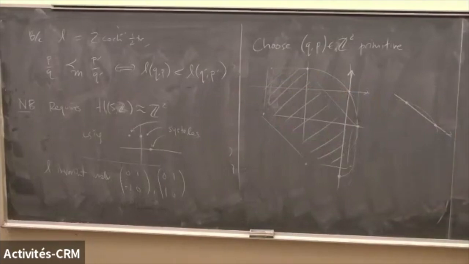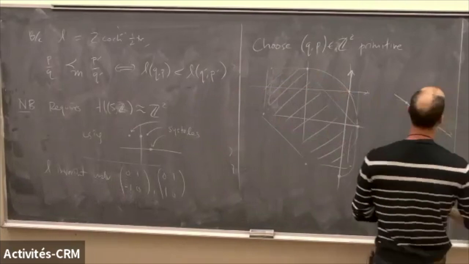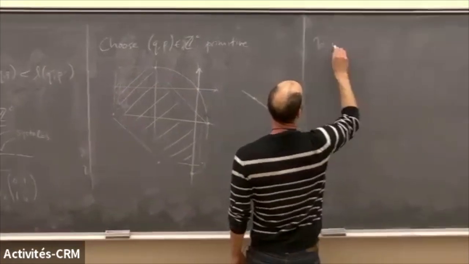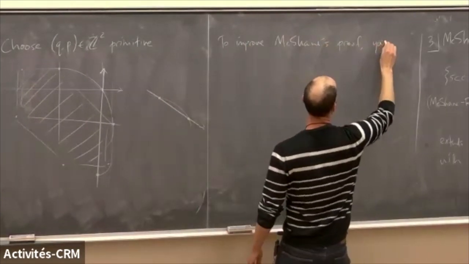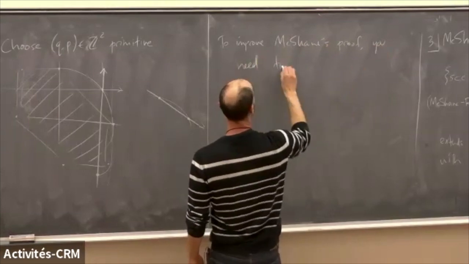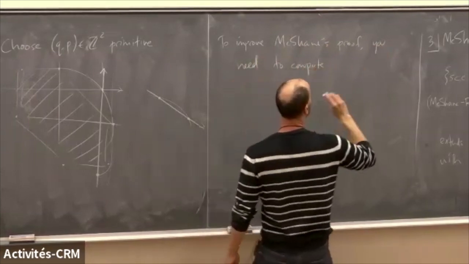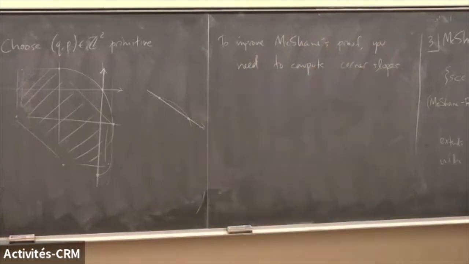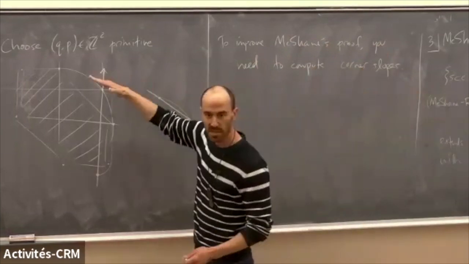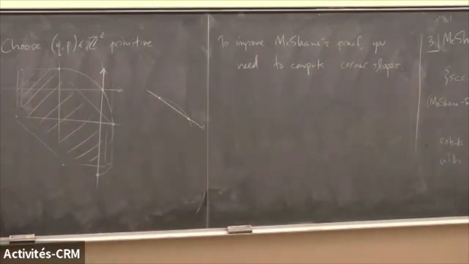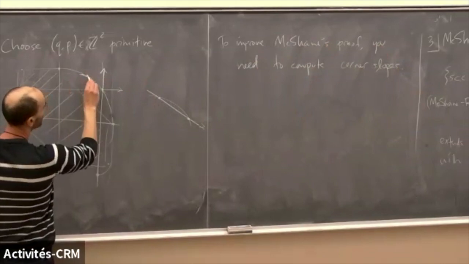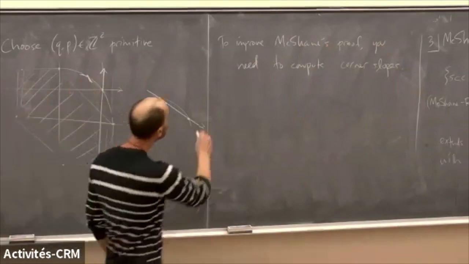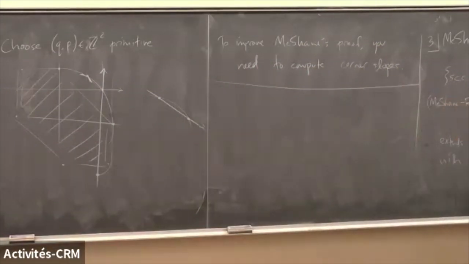So the program for proving the theorem I told you is to just push McShane's proof further. So to improve McShane's proof, you need to compute corner slopes. You need to know the extremal lines for this strictly convex body. And so when I pick a line of rational slope, I need to know the angles of the slopes there. So that's what you do next.